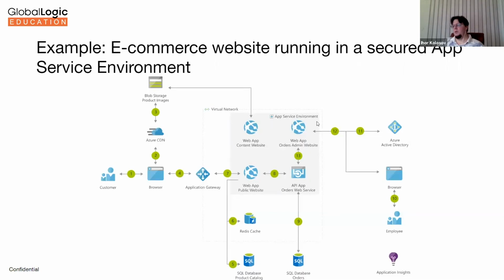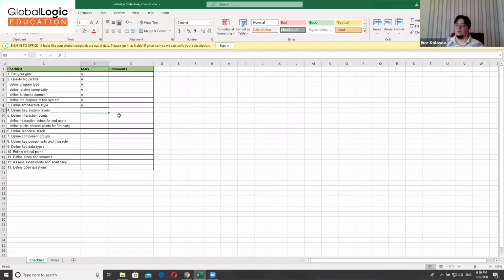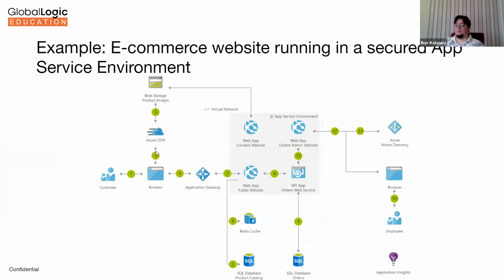Yeah, we have kind of group here, right? As we can see, there are some components grouped by app service environment, and we have highlights of virtual network here. It can be useful also. Then let's try to identify how your end user will interact with your system, right?